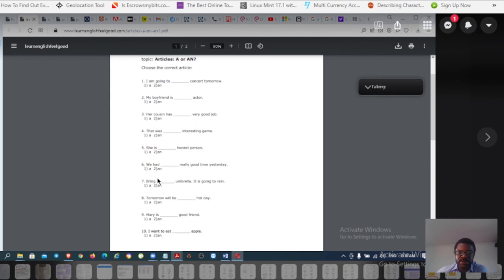We had a really good time yesterday. We use A because R is a consonant. This one says, bring an umbrella, it is going to rain. So we use AN because umbrella, U is a vowel. Tomorrow will be a hot day. We use A because H is a consonant.